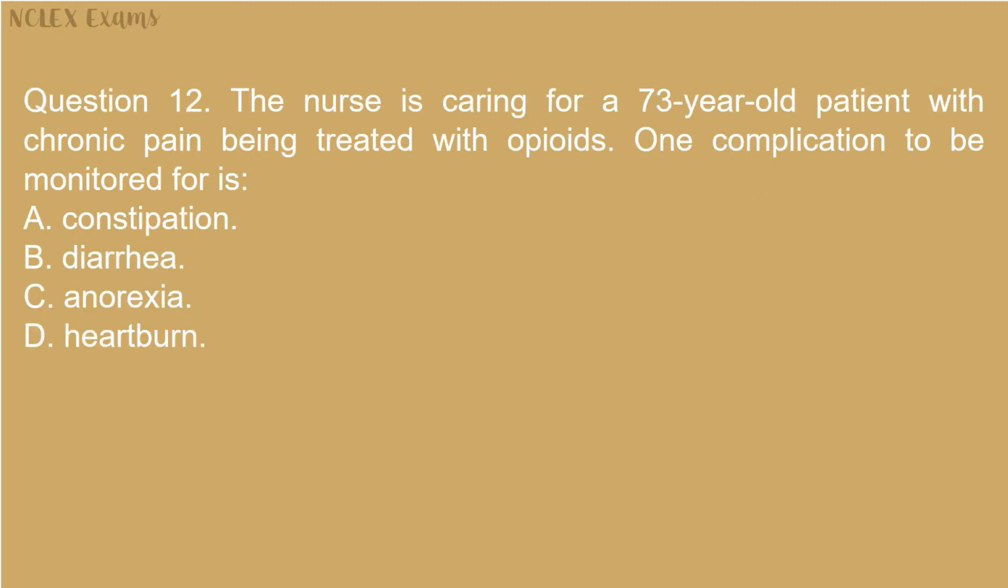Question 12. The nurse is caring for a 73-year-old patient with chronic pain being treated with opioids. One complication to be monitored for is: A. Constipation. B. Diarrhea. C. Anorexia. D. Heartburn.